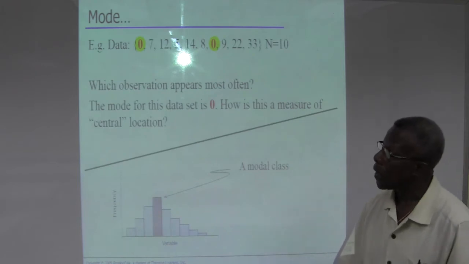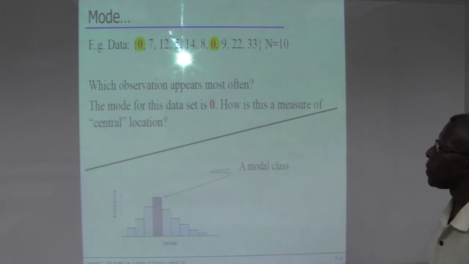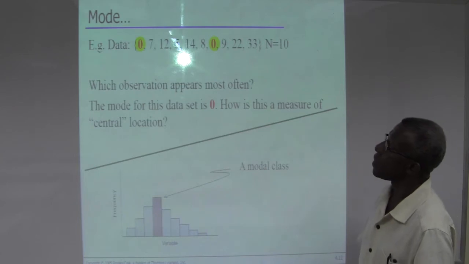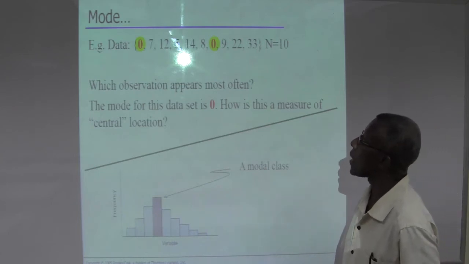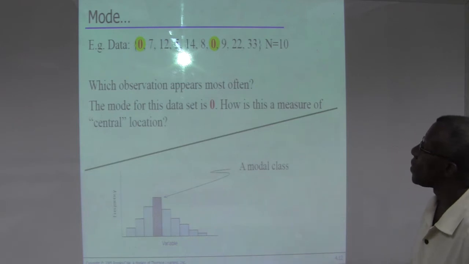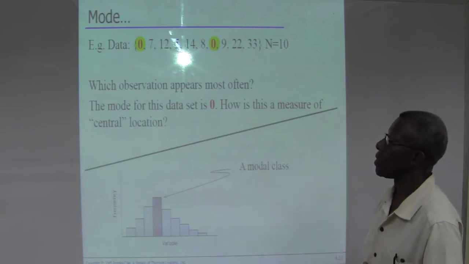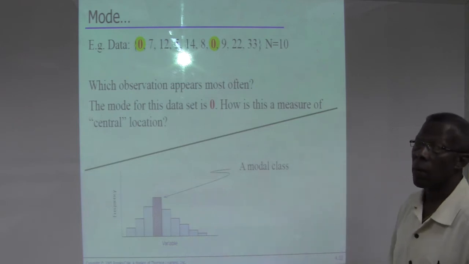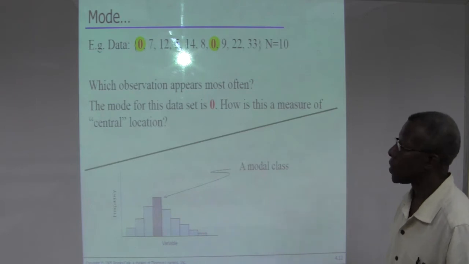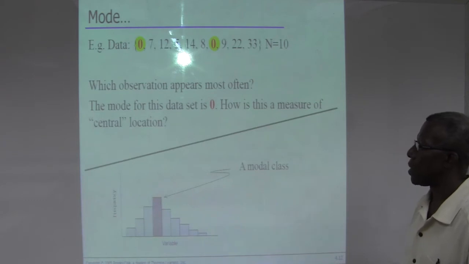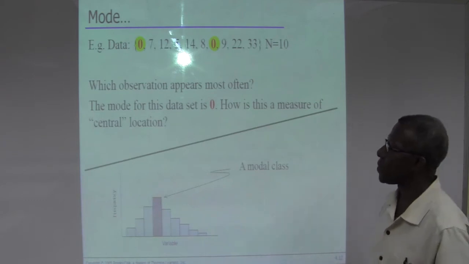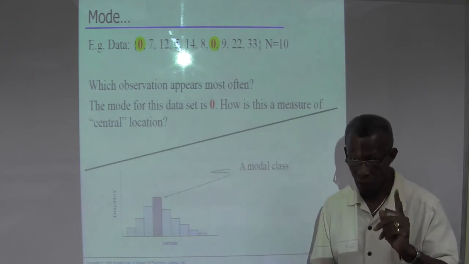Now, our mode, an example. Look at our data set here. 0, 7, 12, 5, 14, 8, 0, 9, 22, 33. You have 10 observations. Which observation appears most often? Obviously, it's 0. So the mode is 0. How is this a measure of central location? That is something for you to ponder on.